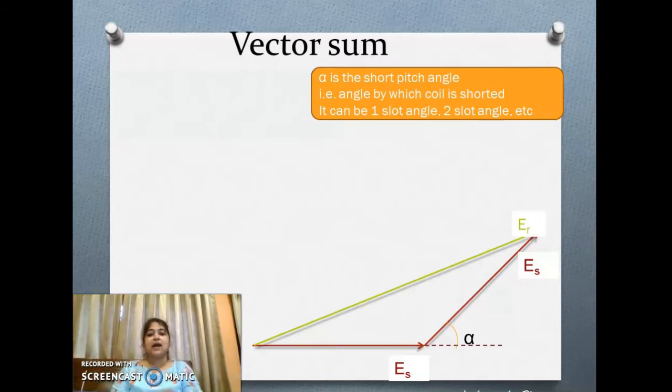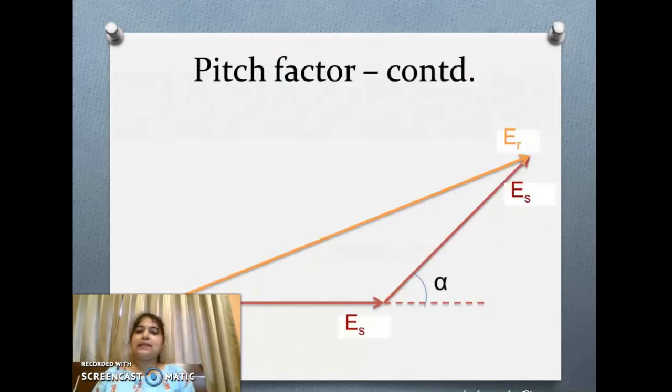So what is ER? ER is the phasor sum. And what was the arithmetic sum? It was twice ES. Let's consider the same phasor here. This is ES, EMF induced in one conductor of this coil. This is ES, EMF induced in another conductor of the coil, and the angle in between them is alpha, where alpha is the angle by which the coil is shorted, and the phasor sum of this is ER.